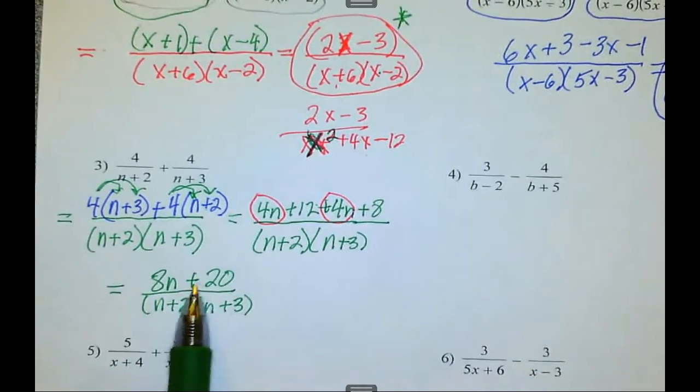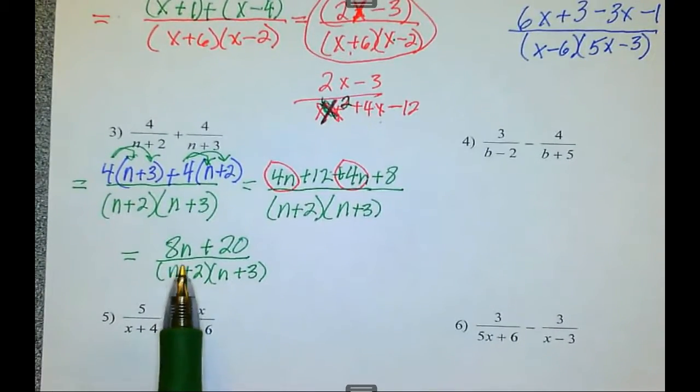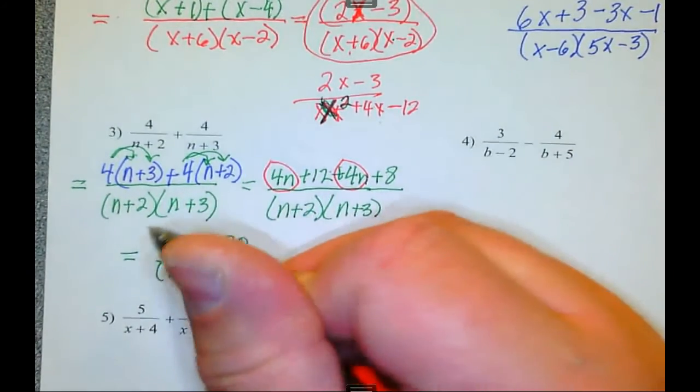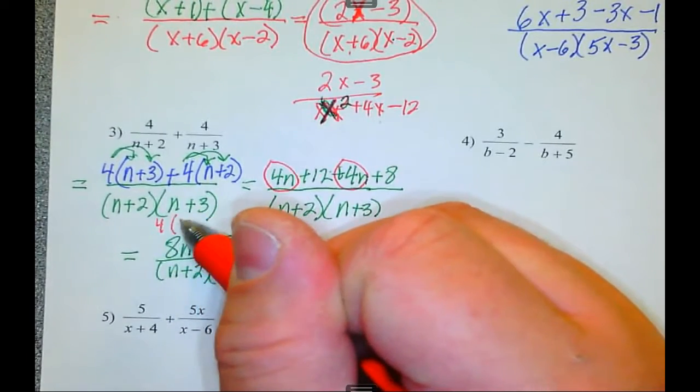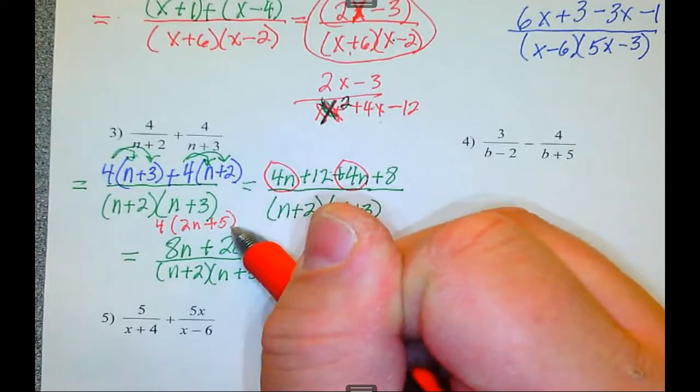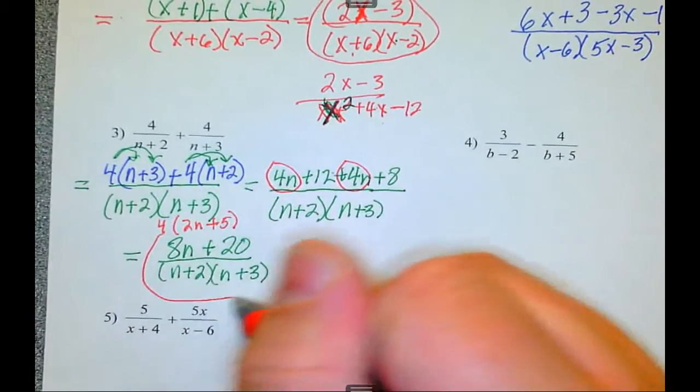I'm going to factor out a 4 just to see if anything can cancel out here. I get 2n plus 5. Nothing cancels, so I'm just going to leave it.